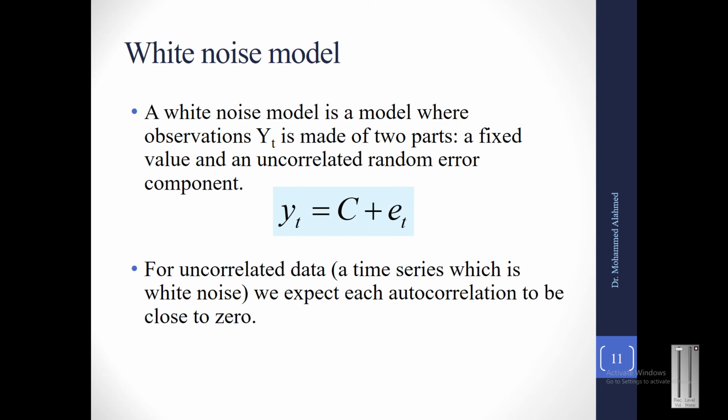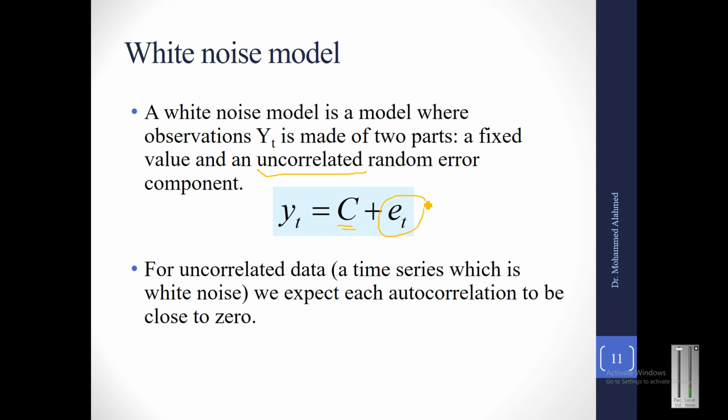Then we have a white noise model. In the white noise model, an observation yt is made of two parts, a fixed value and an uncorrelated random error. So this is important here, uncorrelated, right? So we say that the given value of yt is a constant model plus some uncorrelated error.